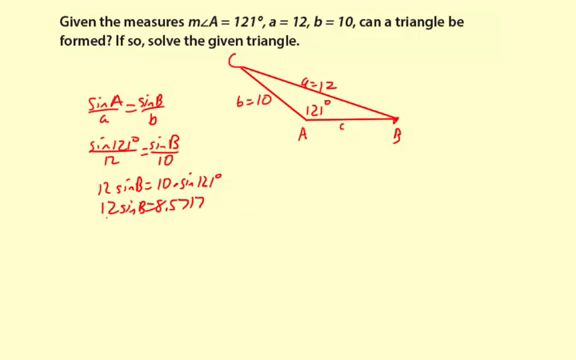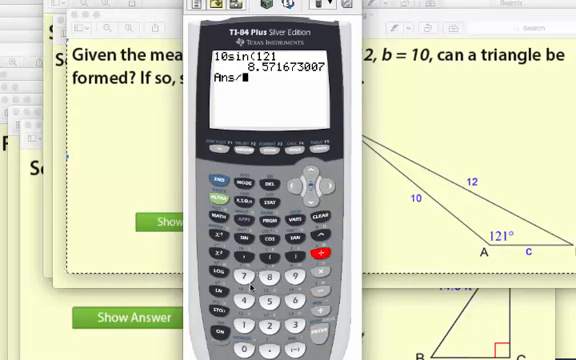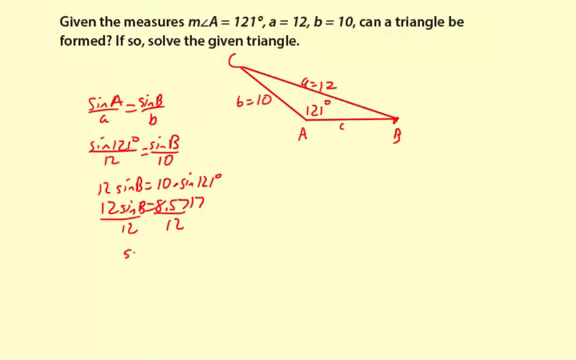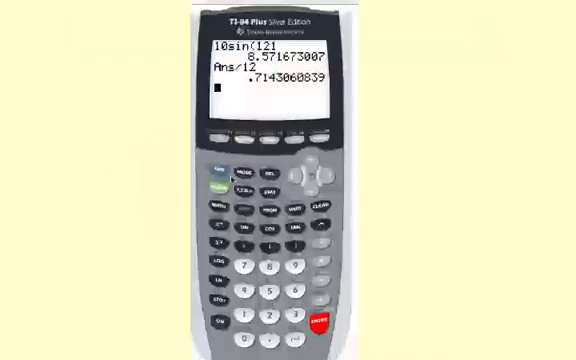So now to solve for the sine of B, divide by 12. We'll do that on the calculator. 0.7143. And now to solve for the measure of angle B, I need to take the inverse sine here. So let's do that on the calculator. I'm going to do inverse sine, and then I'm going to choose second answer, which is going to bring up this whole decimal here. 45.586, so that's 45.6 degrees if you round it.